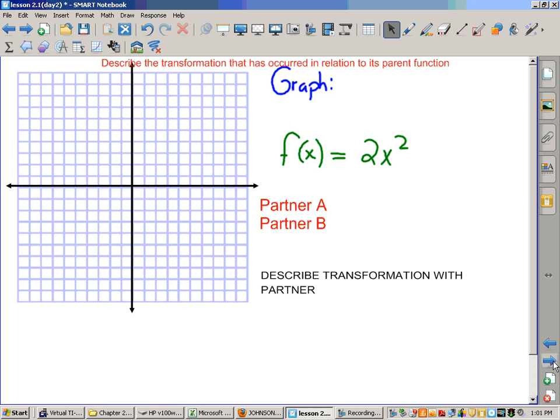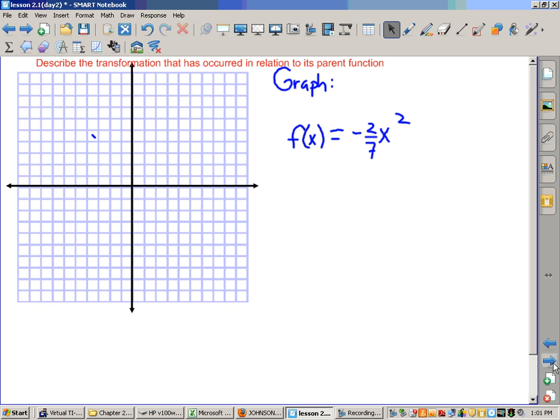I heard a vertical stretch of 2. Person B, go ahead and discuss with them. What happened to this parent function? Now, this right here, does that change what you say?